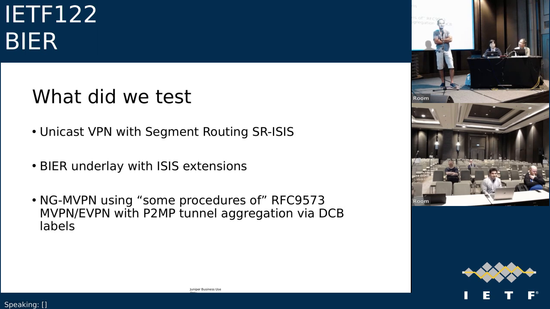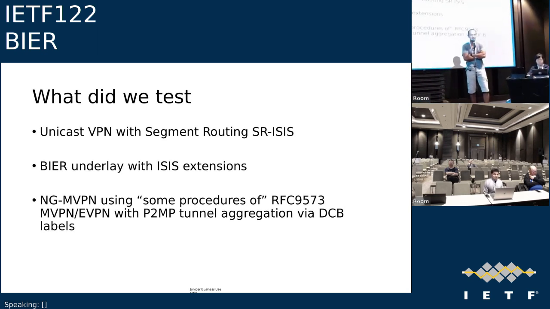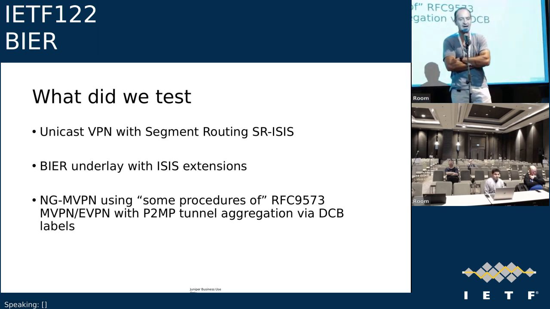The first thing we tried to bring up is just unicast VPN with SR over ISIS. The reason for that is obviously we want to resolve the source for the next generation MVPN. Then we brought up the BIER underlay with ISIS extensions. And eventually we brought up NG-MVPN using some procedures of RFC 9573. And I'll explain why I have that in the slide.